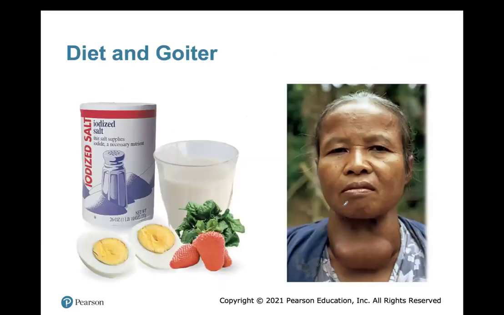Diet and goiter. Goiter is formed when your thyroid gland enlarges, and you can see this bulging area in this woman's neck, and that's due to a decreased amount of iodine. Iodine is required for your thyroid cells and your thyroid gland to function. So years ago, iodine was added to salt, and you can still buy iodized salt in the grocery store, and that keeps some of these thyroid problems at bay. And that is iodized salt and how it relates to goiters and the thyroid gland.